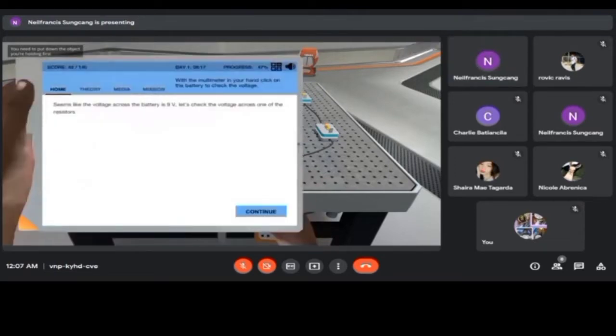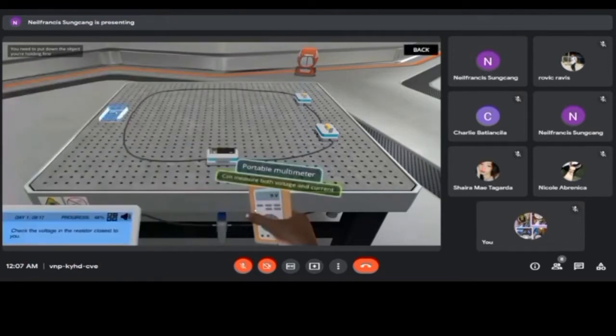Seems like the voltage across the battery is 9 volts. Let's check the voltage across one of the resistors. Check the voltage in the resistor closest to you.